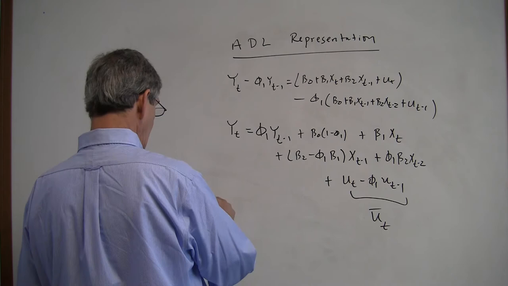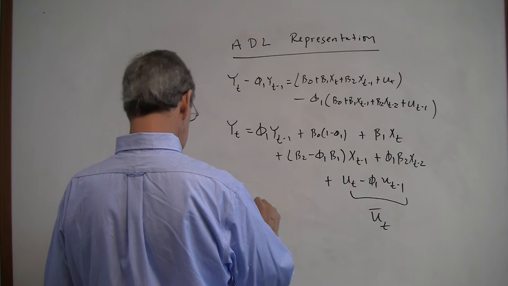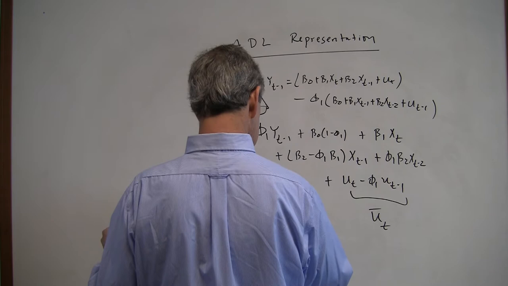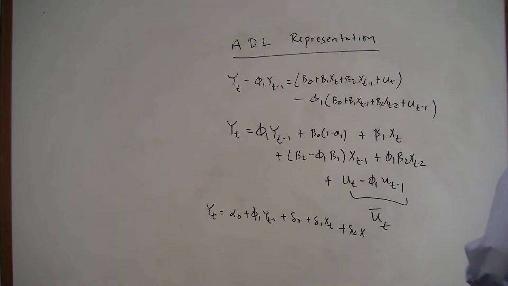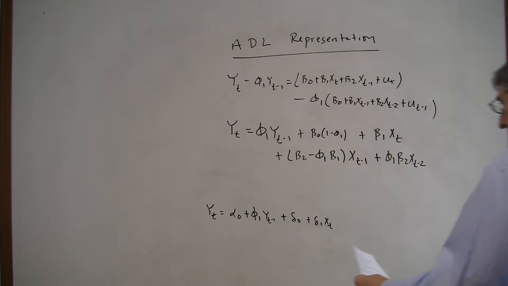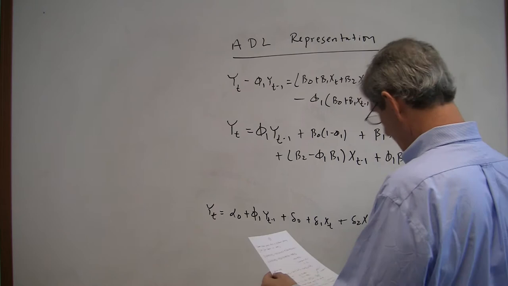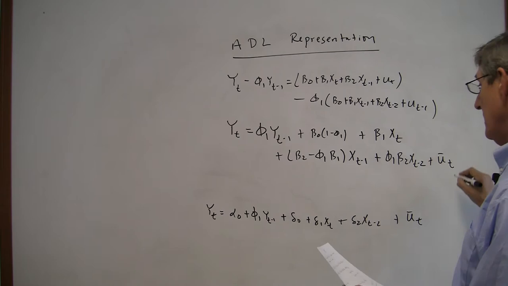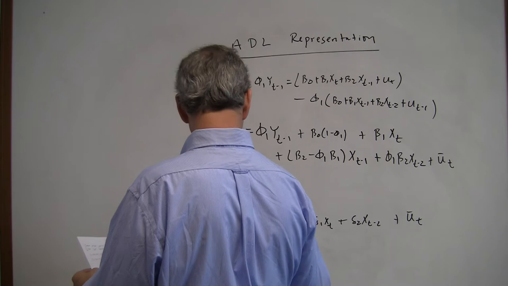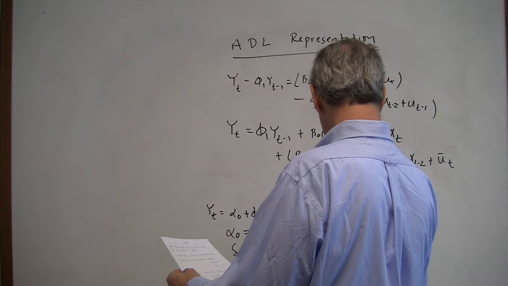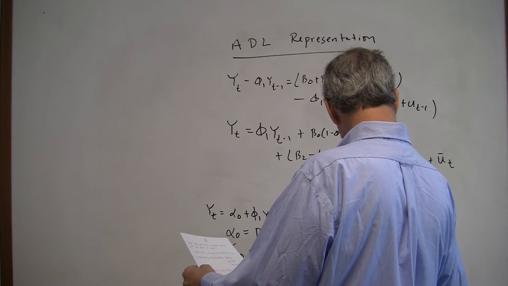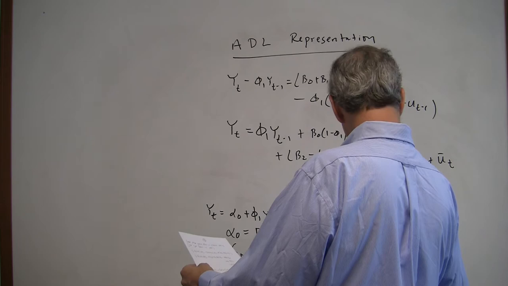You could write it as y_t equals alpha naught plus phi 1 y_{t-1} plus delta naught x_t plus delta 1 x_{t-1} plus delta 2 x_{t-2} plus u bar t. And this one up here was plus u bar t as well. Where alpha naught is just what it always is, beta naught times 1 minus phi 1. Delta naught is beta 1. I'm just writing these coefficients up here. Delta 1 is beta 2 minus phi 1 beta 1, and delta 2 is minus phi 1 beta 2.